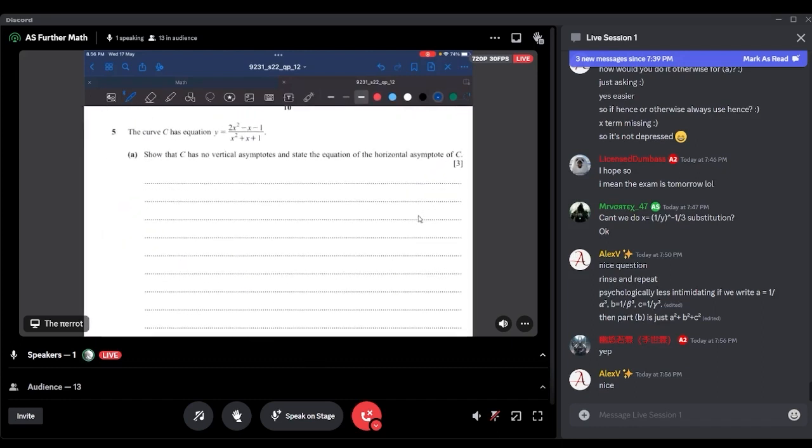Curve sketching. I'm very tired of curve sketching. The curve C has this equation here. We have to show that C has no vertical asymptotes, and state the equation of the horizontal asymptote.